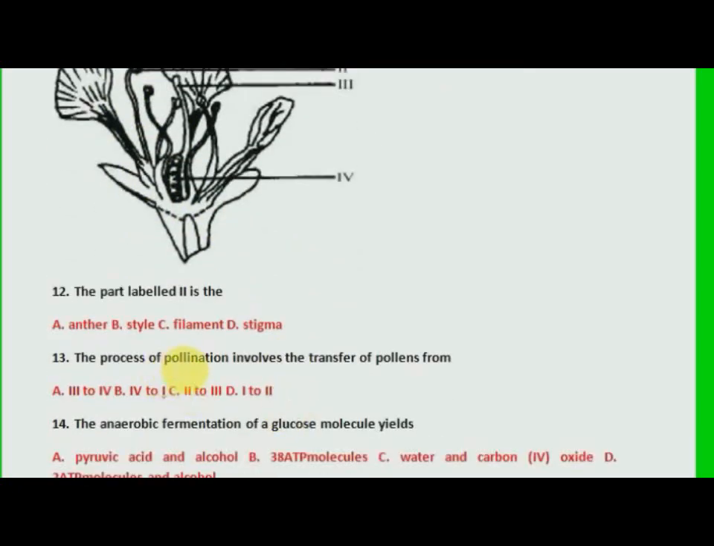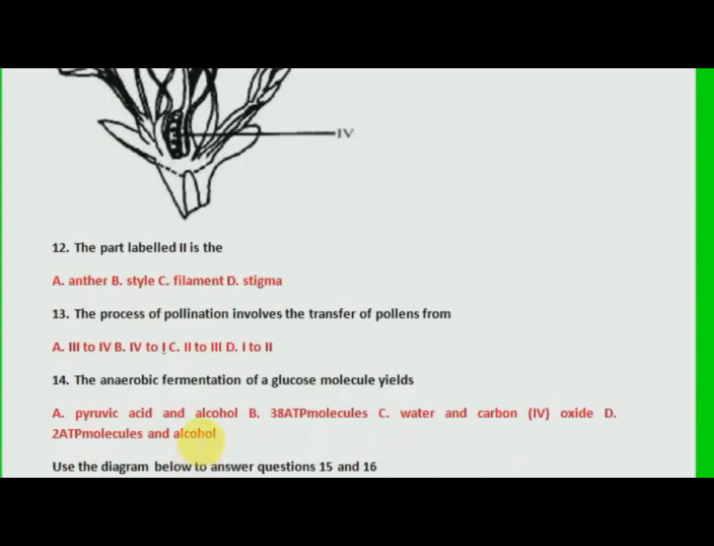The process of pollination involves the transfer of pollen from where to where? Now, basically pollination is defined as the transfer of mature pollen grains from here, stored in the anther, into a receptive stigma. So it's going to be from 2 to 3. That's going to be C here.